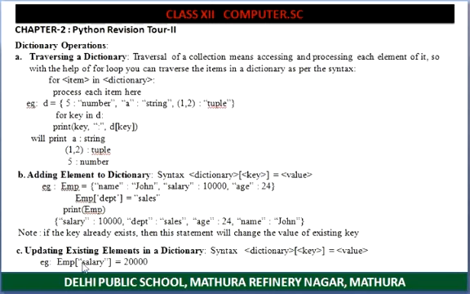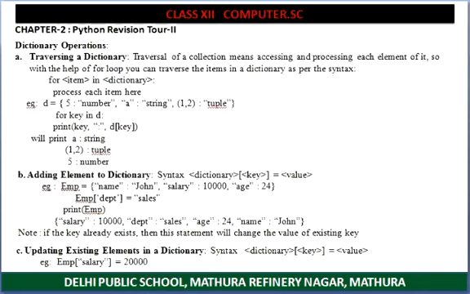Then C, updating an existing element in a dictionary. If you want to update any value, then you have to write dictionary[key] = value. For example, EMP[salary] = 20,000. With the help of this statement, you can change the value of the salary key. Now this value will become 20,000.